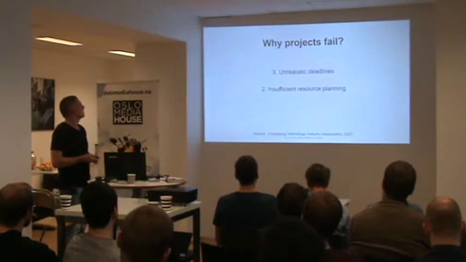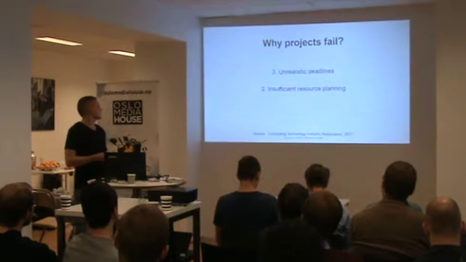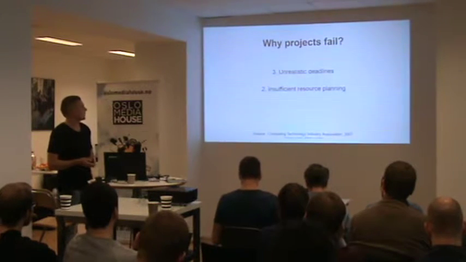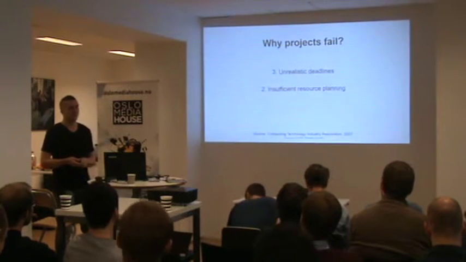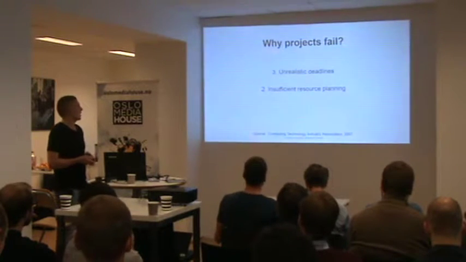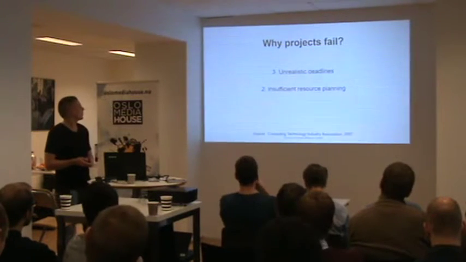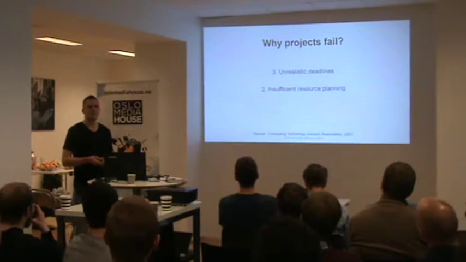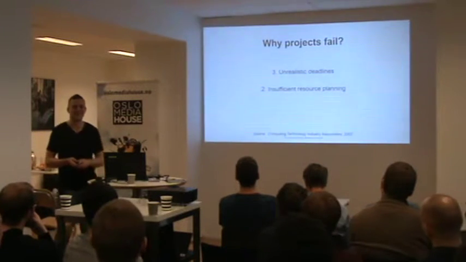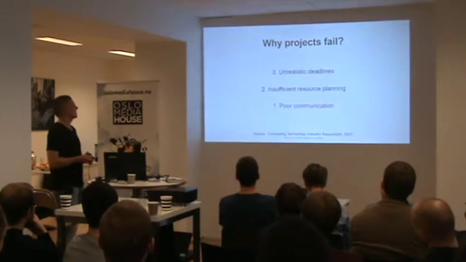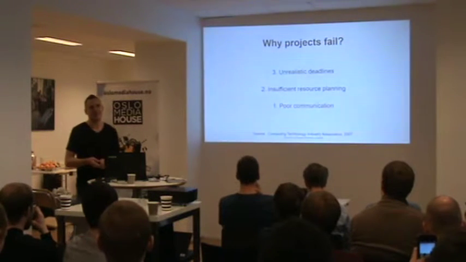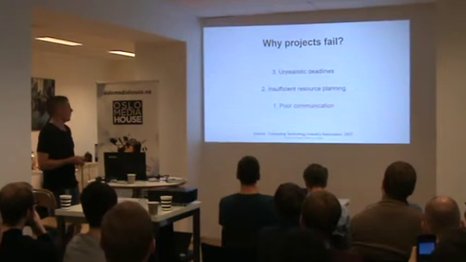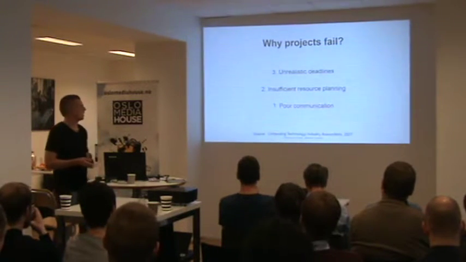The second most common reason is insufficient resource planning. So people think that they can build something with fewer developers, with less money than they actually can. What is the first most common reason? Does anybody know? Can you guess? Unclear requirements. Yeah, very, very close. So it is poor communication, which is unclear requirements pretty much. This is the most common reason why big IT projects, we are talking about big projects, fail.